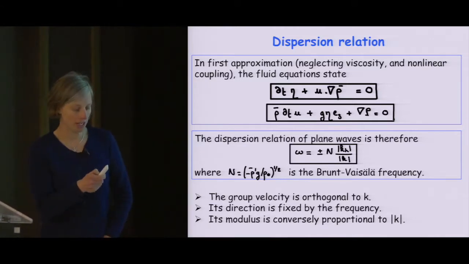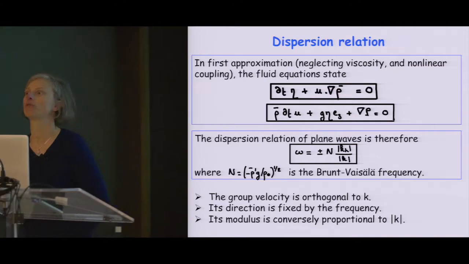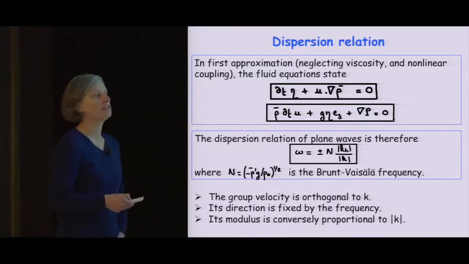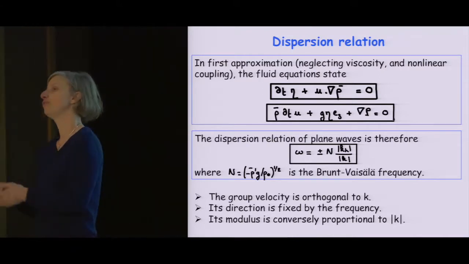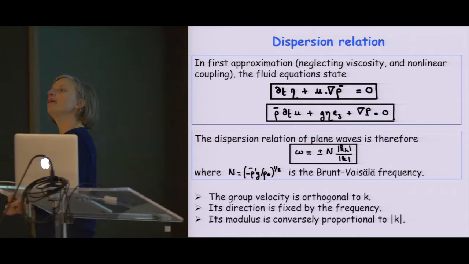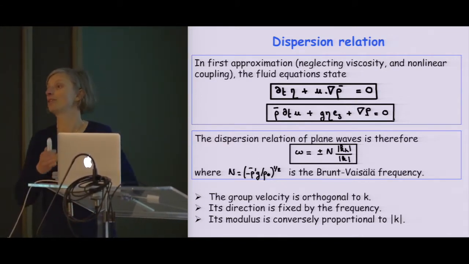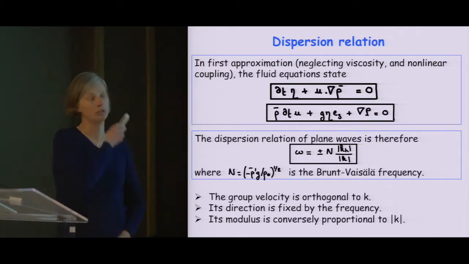And so here is the first list of properties, which are a little bit strange and different from the case of sound. The first one is that the group velocity is orthogonal to the k. Of course, if you do exactly the same for the sound, this is not the case. They are just in the same direction. But here, the group velocity is orthogonal to k.